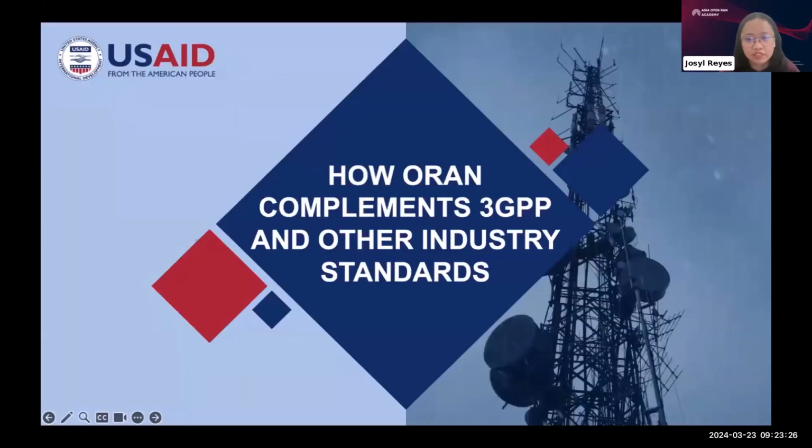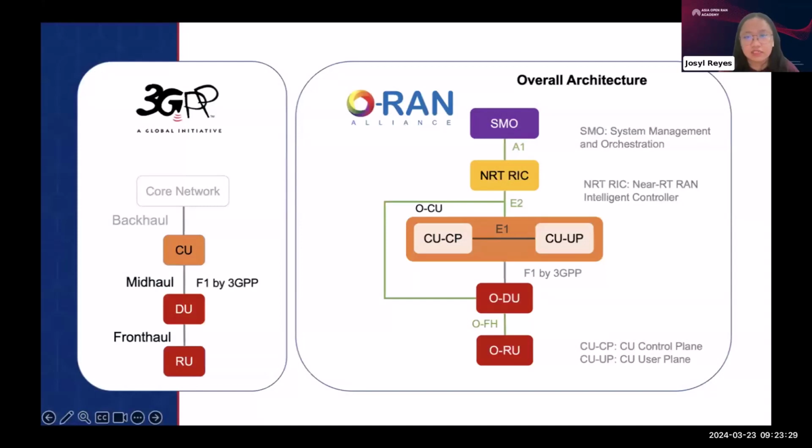Okay, so how O-RAN complements 3GPP and other standards. We already know that some components of the architecture are defined by 3GPP. For example, the midhaul interface. It's defined by 3GPP. It was specified as gray in the O-RAN architecture. And then we have introduced in the O-RAN Alliance, or in the O-RAN architecture, there are now open components. Notice DU to O-DU, RU to O-RU. And then we also introduced the open fronthaul, and then the E2 interfaces connecting the near real-time RIC to the RAN components.